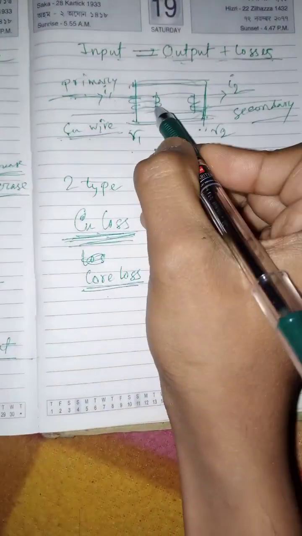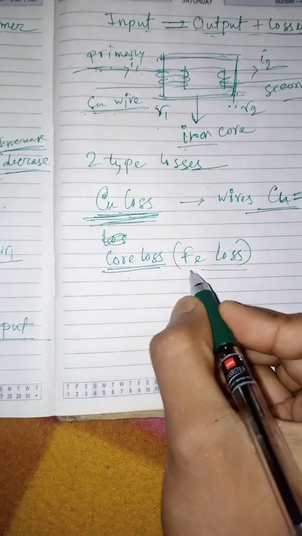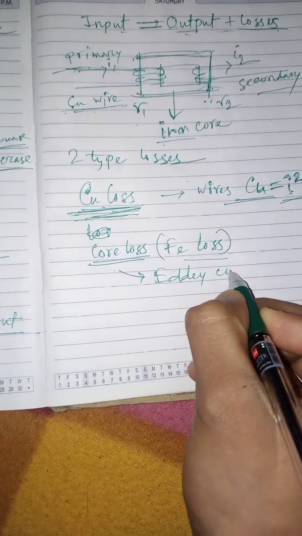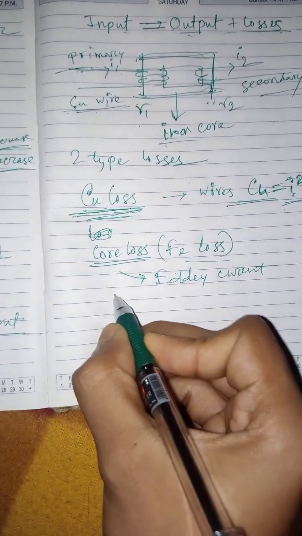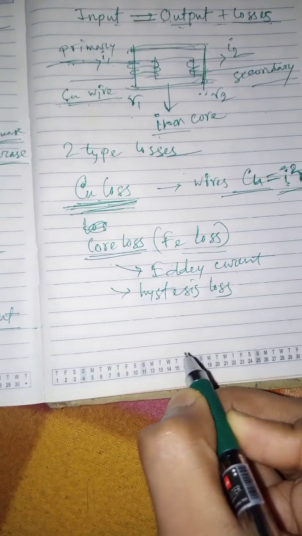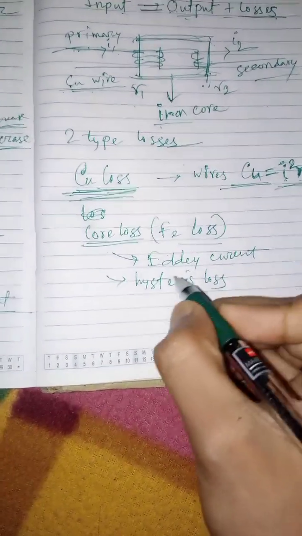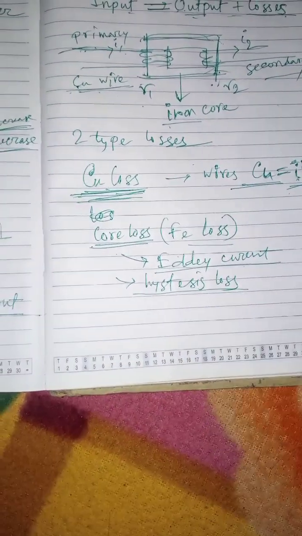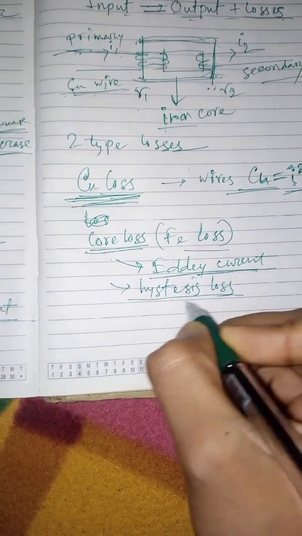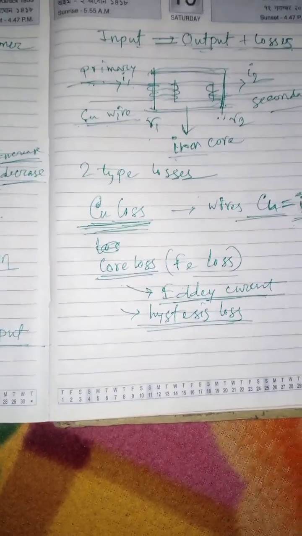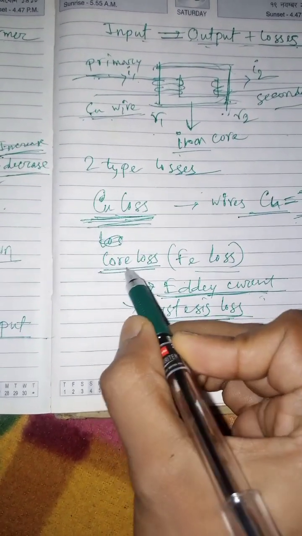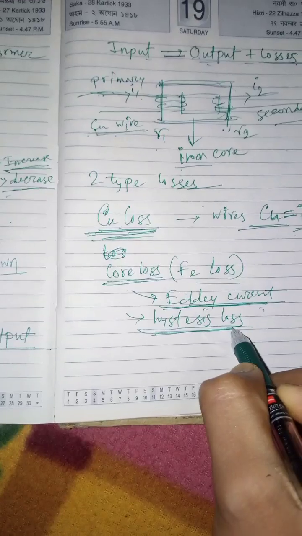And core loss, in a transformer there are two types of core loss. In the core we have two types of loss: eddy current loss and hysteresis loss. Okay, we'll go into a detailed discussion about eddy current and hysteresis loss in our further videos. But briefly, we understand here that core losses are of two types: eddy current and hysteresis loss.